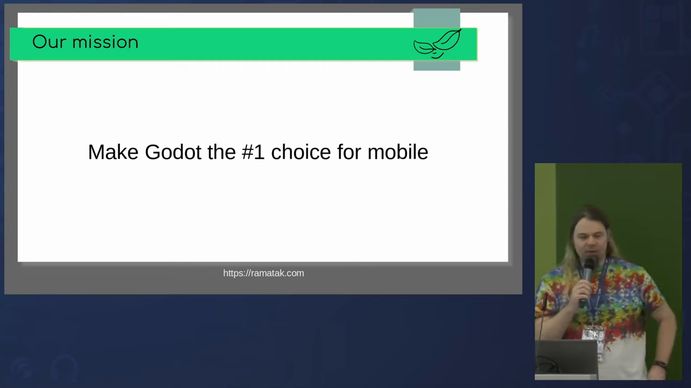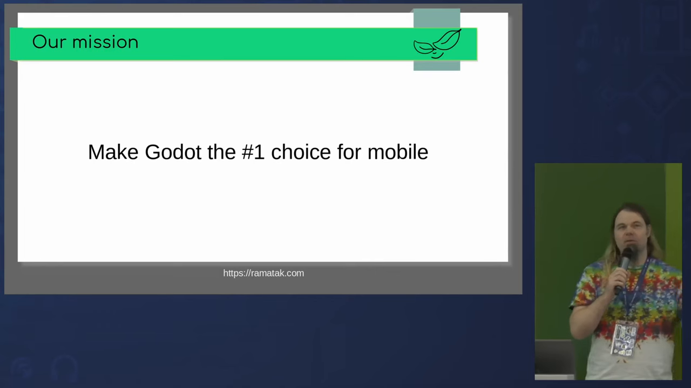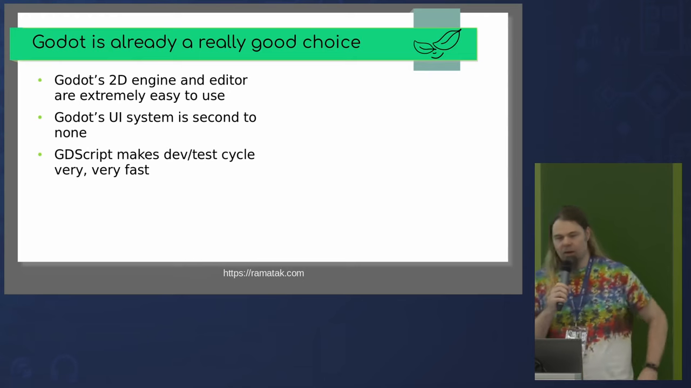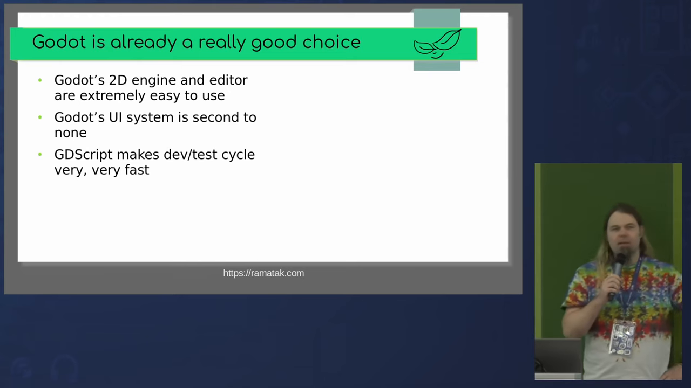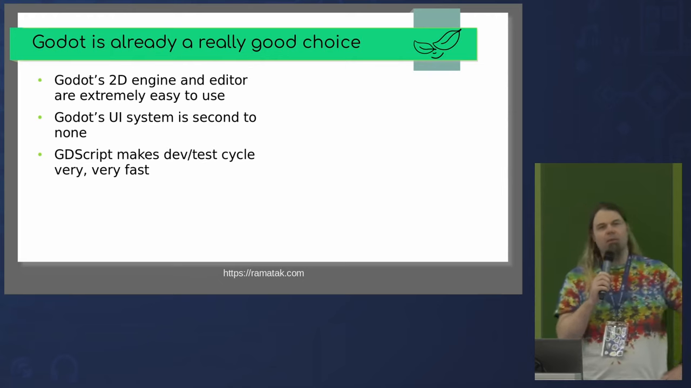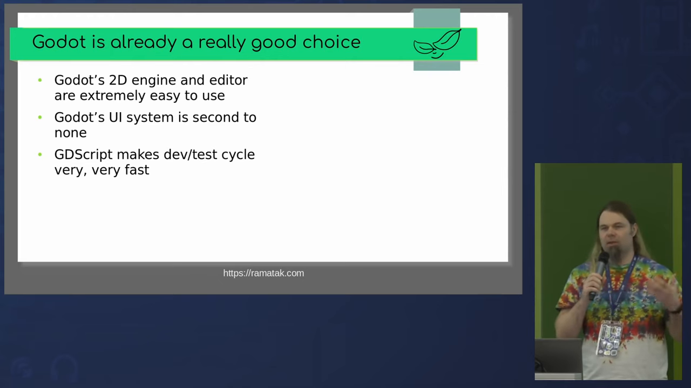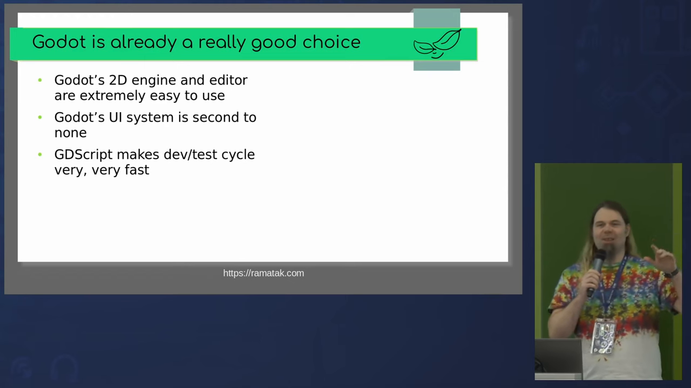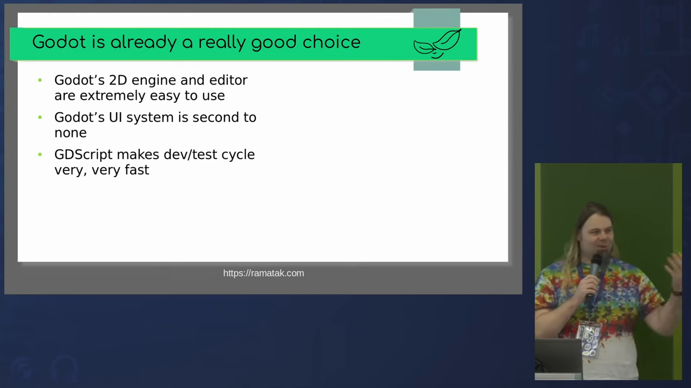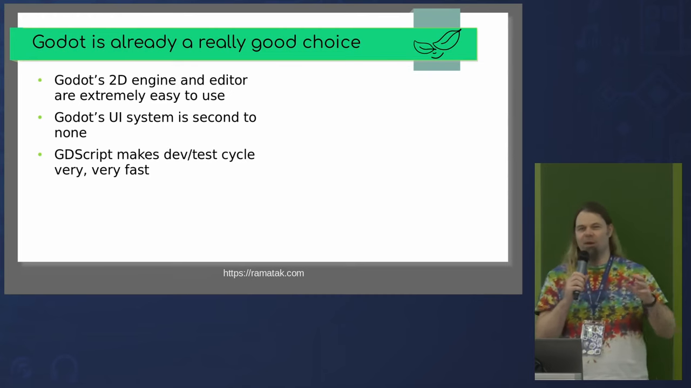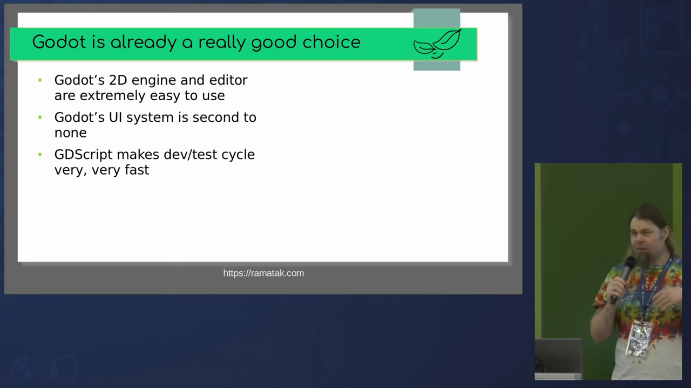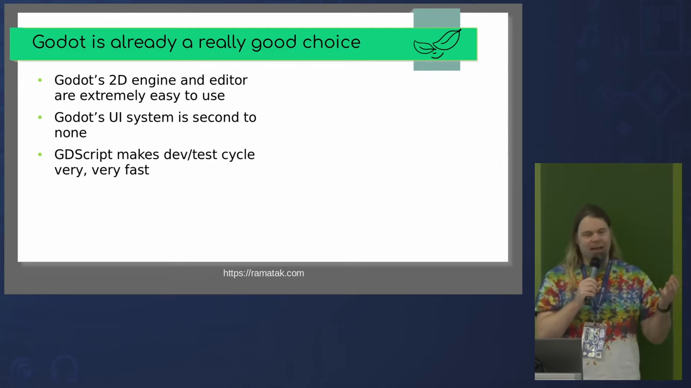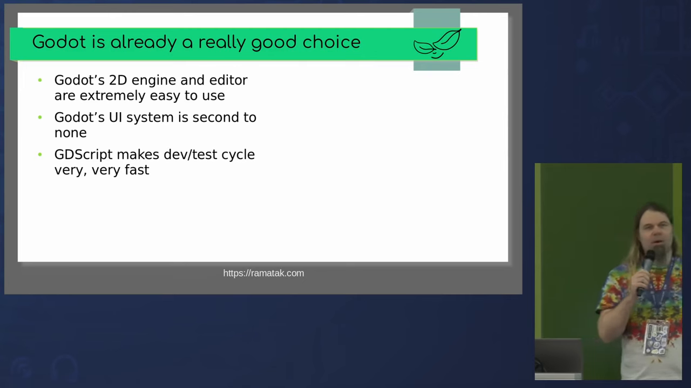So what do we want to do? We want to make Godot the number one choice for mobile games. That is simply what we want to do. And Godot actually already is a really good choice, particularly for 2D games, because the 2D game engine of Godot is actually really easy to use compared to the 2D in 3D game engines that you see, like Unity and Unreal particularly, which don't really have 2D engines. So you end up not using pixels, but percentages on your screen, and it's actually kind of difficult to use. The same goes for UI.